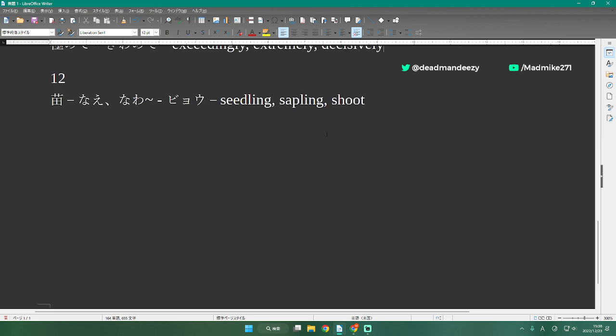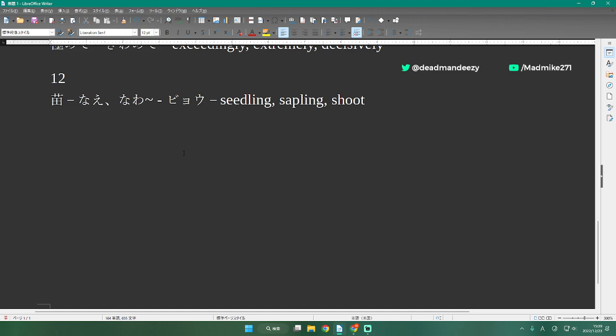And finally, number 12 is nae, nawa, or byo. This is the kanji for a seedling, sapling, or shoot, with the radicals for grass growing in a field. I'm also taking these four compartments as maybe the compartments of a seed that are holding all that good nutrition a seed needs to grow. Nae is specifically the pronunciation used when talking about a seedling as a noun. Nae is how it's pronounced if you're just using this kanji to refer to a seedling, sapling, or shoot.